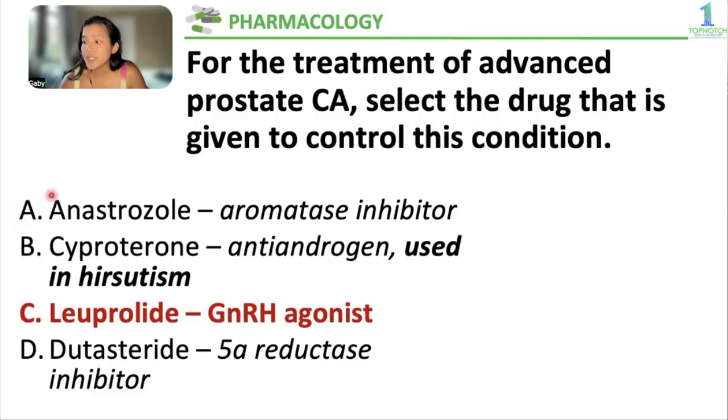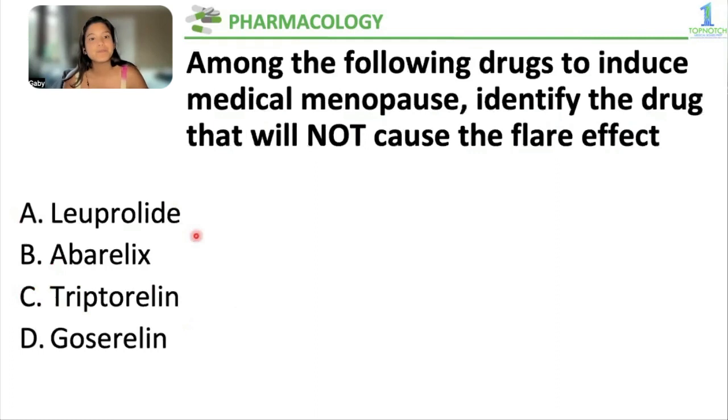Your anastrozole is an aromatase inhibitor. Your cyproterone is an anti-androgen used in hirsutism, and your dutasteride is another 5-alpha reductase inhibitor. So leuprolide is the only one that will actually help with prostate cancer. Anastrozole, is it used for prostate cancer? Remember, aromatase converts your testosterone or your androgen into estrogen. So it's used in breast cancer, not in prostate cancer.